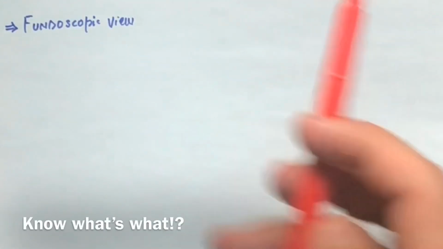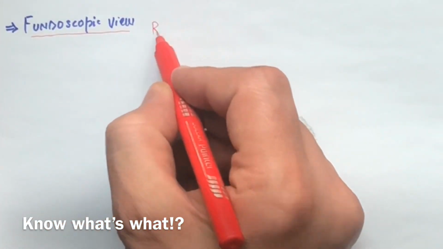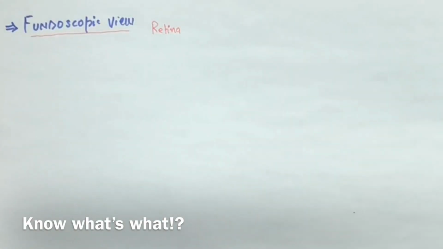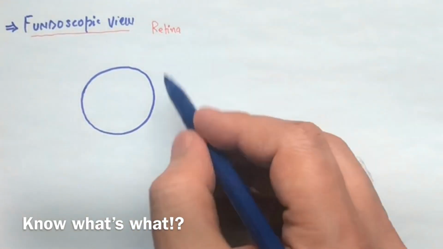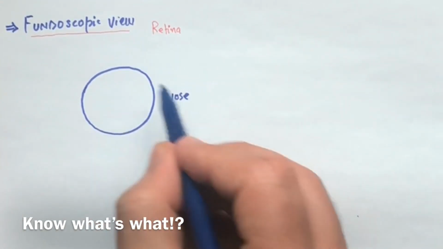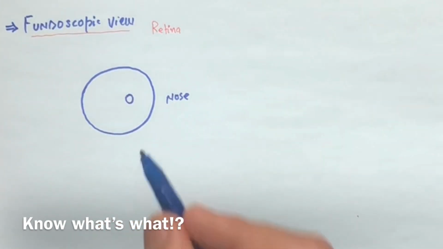Hi, in this video we are going to learn the anatomy of the eyeball, the histology of the retina, and the fundoscopic view of retina with photoreceptors.